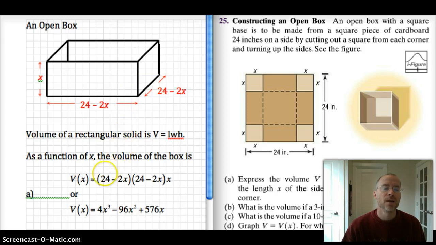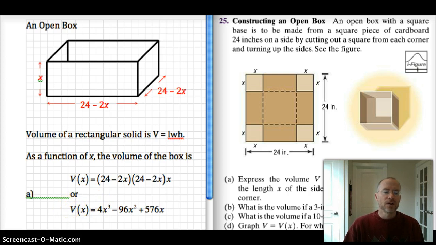Okay, so with that in mind, volume in terms of x is going to be the product of these 3 dimensions, 24 minus 2x times 24 minus 2x times x. And then I've got to do a little bit of algebra to clean this up. I'll do a FOIL product here and get 24 times 24 is 576 minus 96x plus 4x squared. And then I'll multiply through by x and put things in descending powers of the variable to get this cubic polynomial, 4x cubed minus 96x squared plus 576x. And that's a nice clean answer to part A.